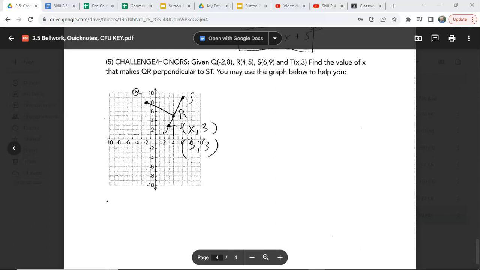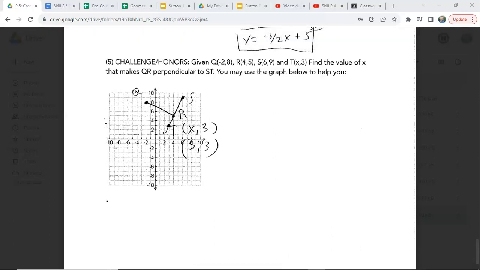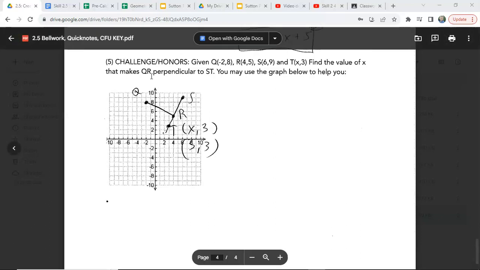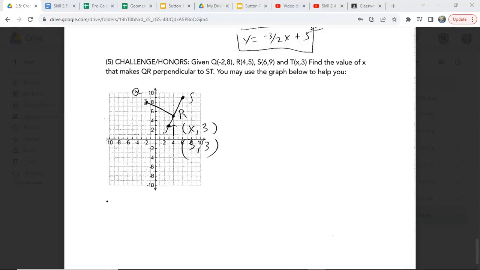So somewhere in this horizon, we want to find the value of x that makes QR perpendicular to ST. So we want to use the graph here, and we want to draw a line from Q to R, and then from S through R, and then we want to continue on with that perpendicular line until it passes through y equals 3. And then that intersection of the line y equals 3 and this perpendicular line would give us our point. So that would be (3, 3).